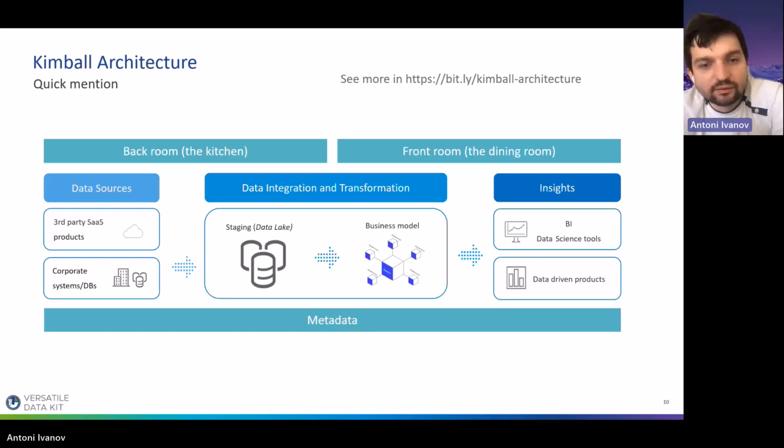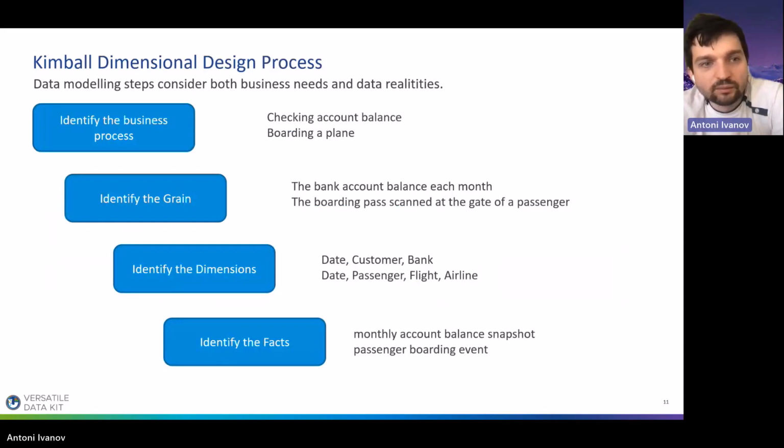The second thing that Kimball proposes is the so-called Kimball dimensional design process. Those are 4 simple steps where if you answer those 4 questions, you can start iteratively building your data warehouse and data model. One of the good things about the whole design process is you allow this kind of iterative way of building up. You don't have to try to build everything from scratch. So the first step is defining the business process, of course.